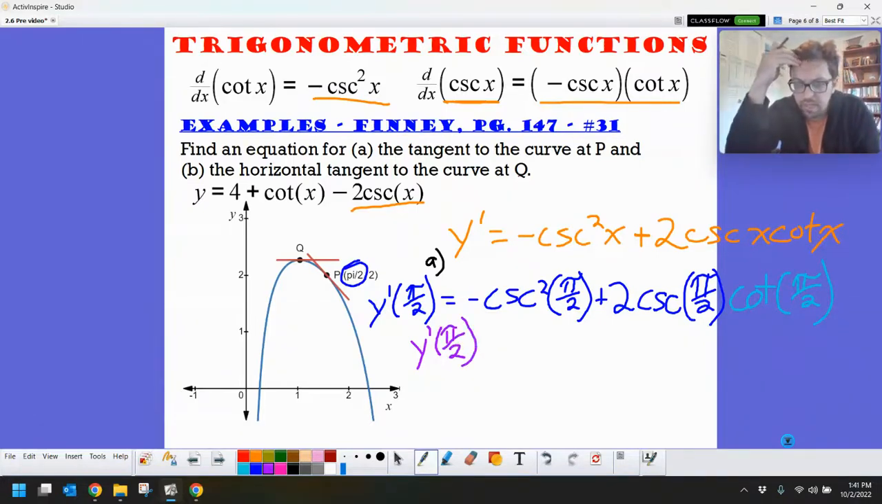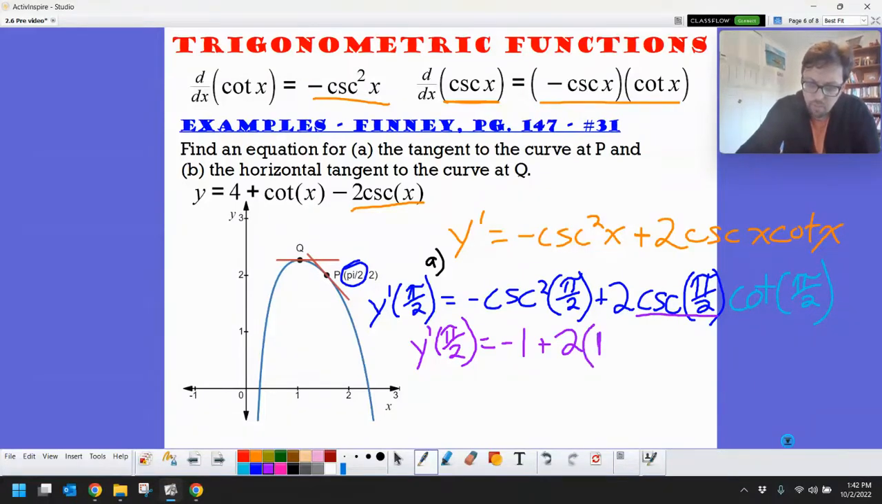we need to figure out what the negative cosecant squared of pi over 2 is. Well, that's 1 over sine of pi over 2. Sine of pi over 2 I know to be 1. So 1 over 1 squared is just going to be a negative 1. Plus 2, we just talked about cosecant of pi over 2 is also going to be 1. And then the cotangent of pi over 2.